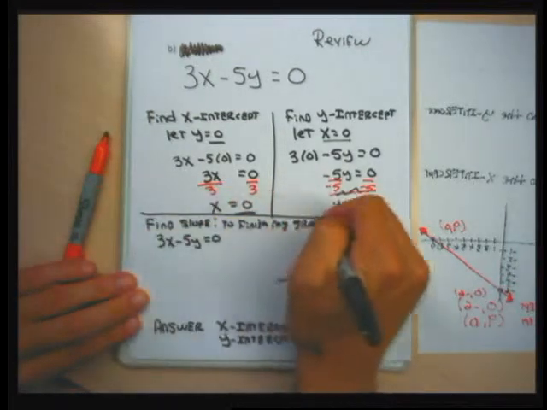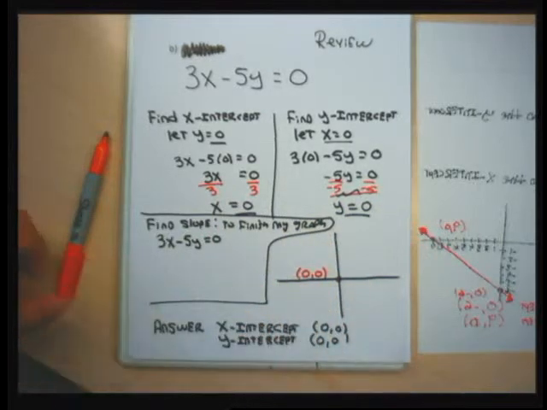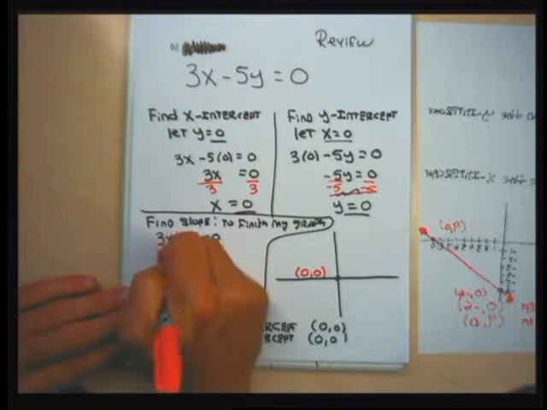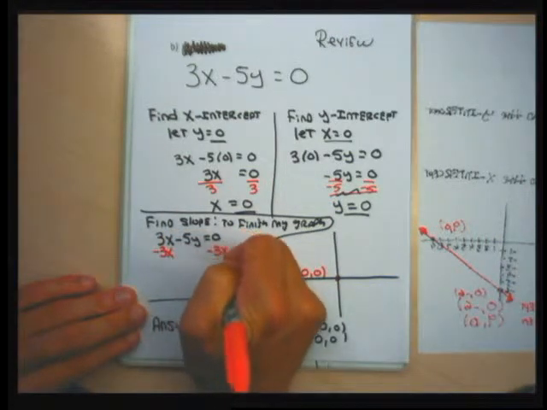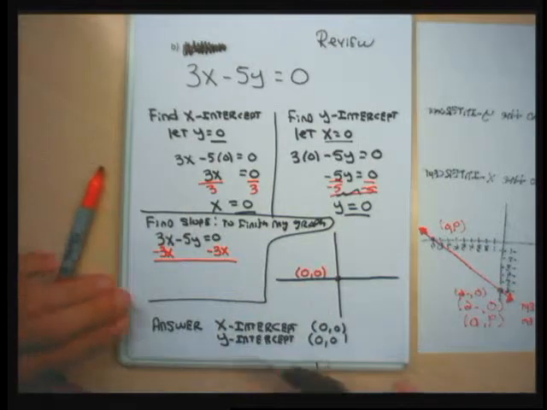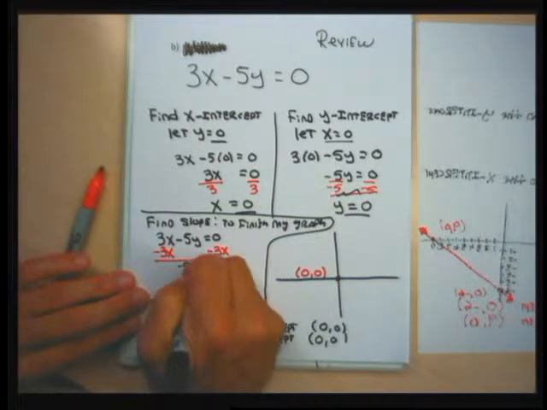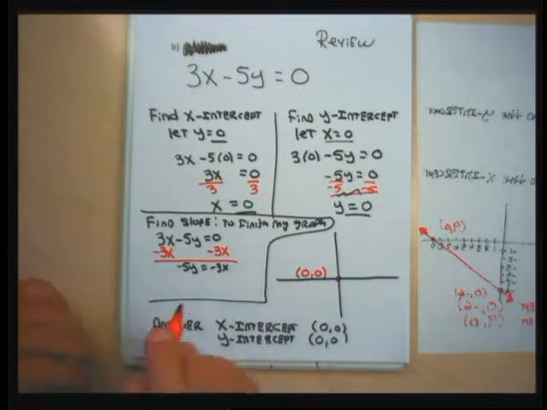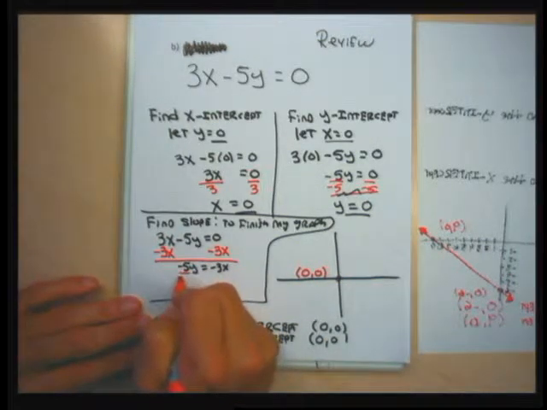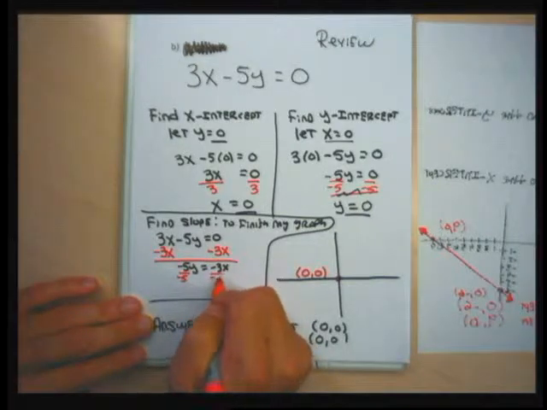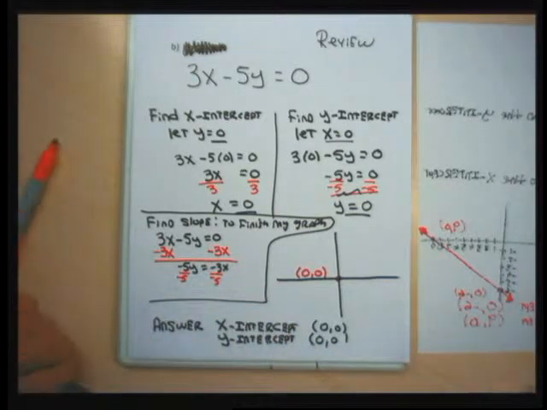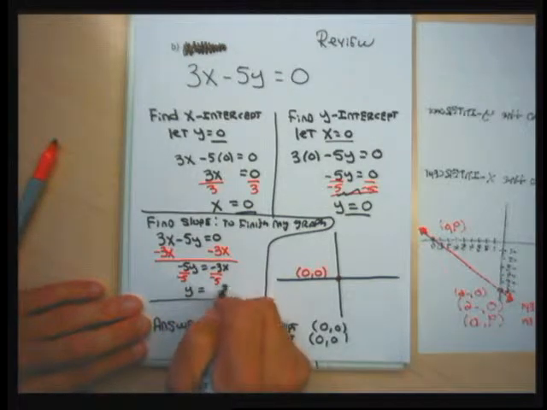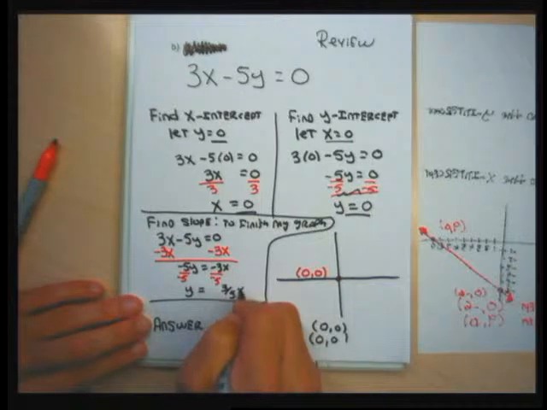To find the slope of the line, I'm going to solve the equation for y, because once the equation of a line is solved for y, the number in front of the x is the slope. So I'm going to subtract 3x from both sides and get minus 5y equals minus 3x. I could add on a plus 0, but I don't really need it. And then I'm going to divide by negative 5. On both sides, the two negatives cancel to be positive. On the left side, I'm left with just plain y. On the right side, I'm left with positive 3/5 x.